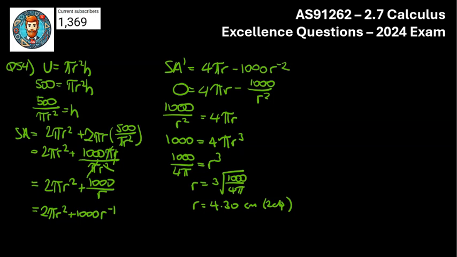So now that I've got that, I haven't quite answered the question. Remember, I specifically said to find the dimension. So I now need to find the height. And remember, we've got a function for height here, haven't we? So height is equal to 500 divided by pi r squared. Let's substitute in the r to find the height. So 500 divided by pi times 4.3 squared. Putting that into my calculator, I got 8.61 centimeters, and that there had a 2 dp rounding.